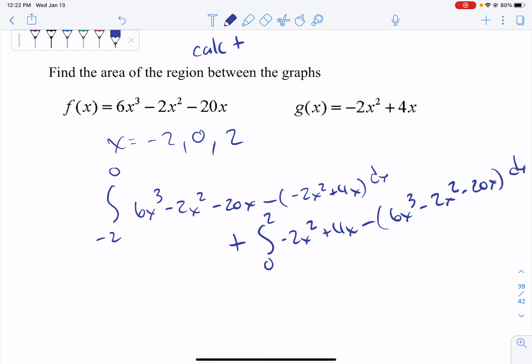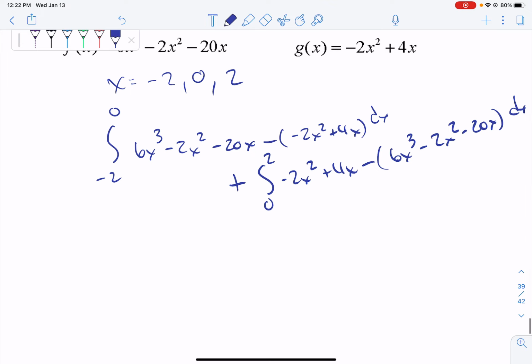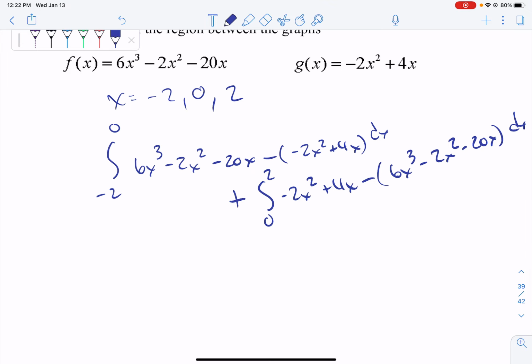So when I do a little simplifying here, let's see, -2 to 0, 6x cubed, this negative distributes, right?